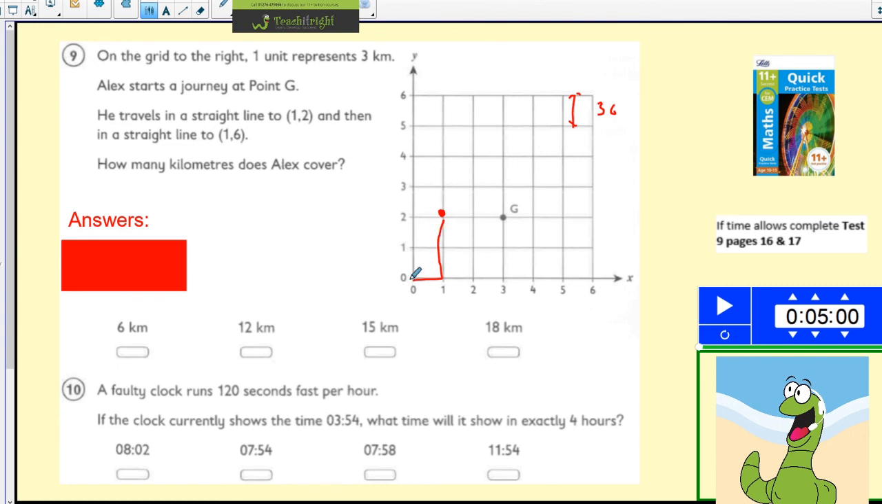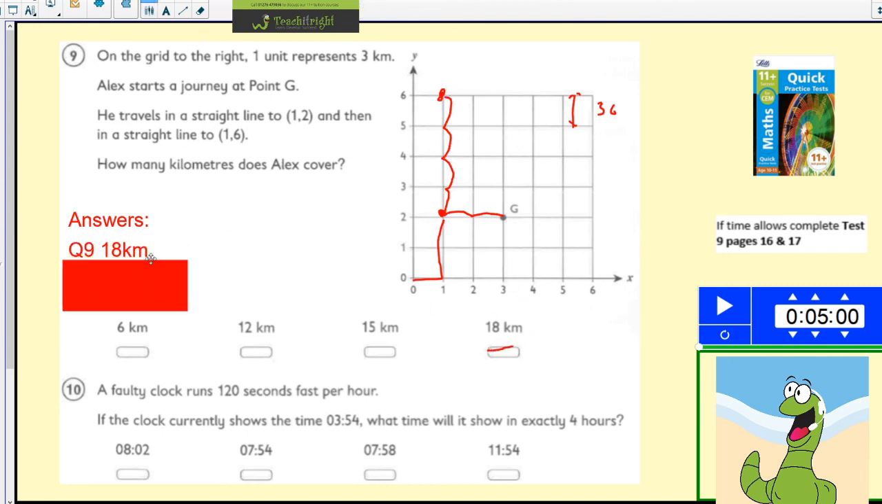And then a straight line to 1, 6. So 1, 6. How many kilometers does Alex cover? Well, he goes 3, 6, 9, 12, 15, 18. 18 kilometers.